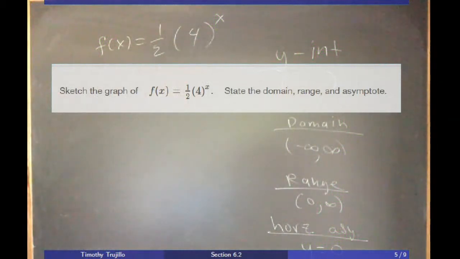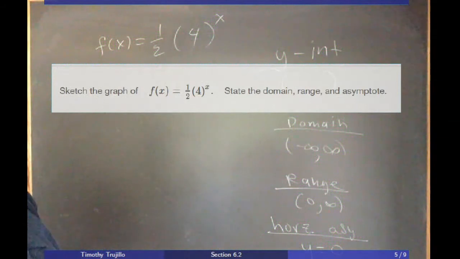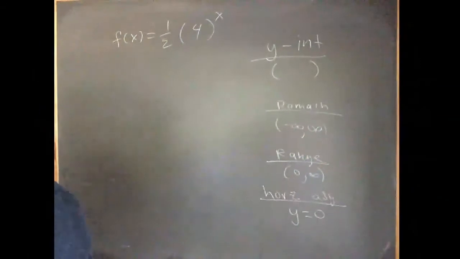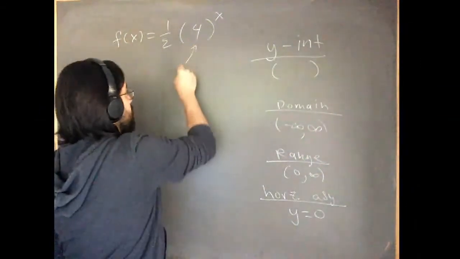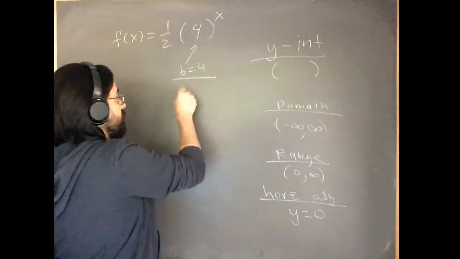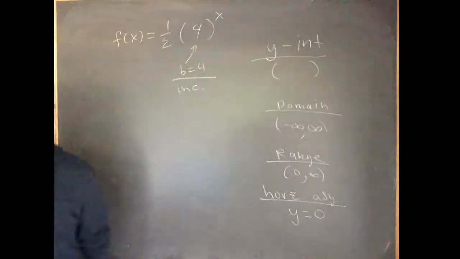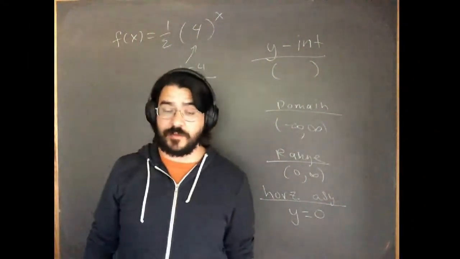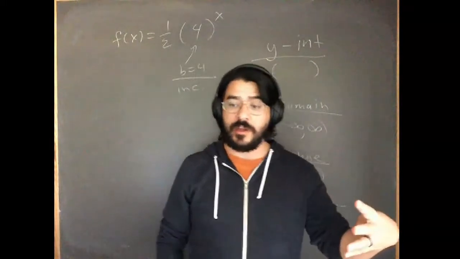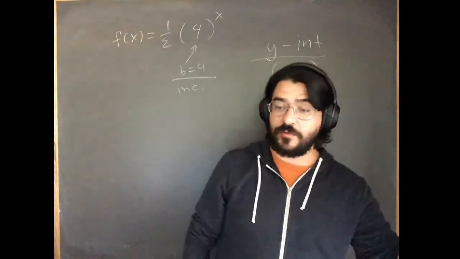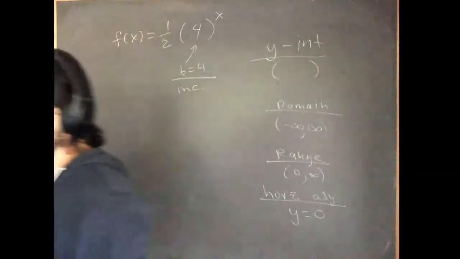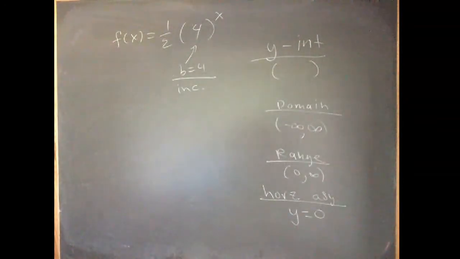So is this one increasing or decreasing? Yeah, it's increasing, right? So the b here is 4. That's greater than 1, so it's increasing. This is exponential growth, and it's growing by a factor of 4 each time. Every time you move to the right, you multiply by 4. And then again, you move to the right by 1, you multiply by 4, right? So it's increasing by quite a bit, right?